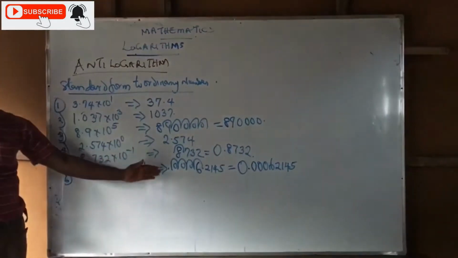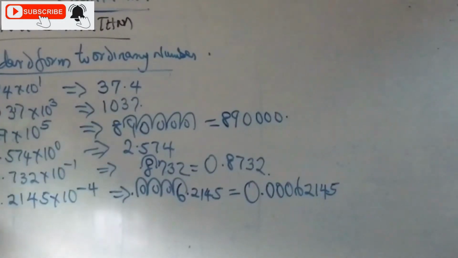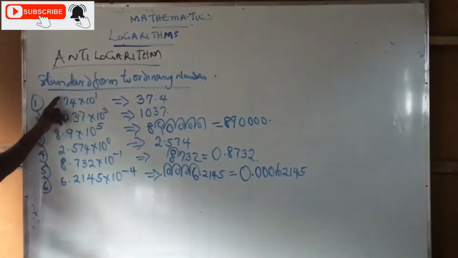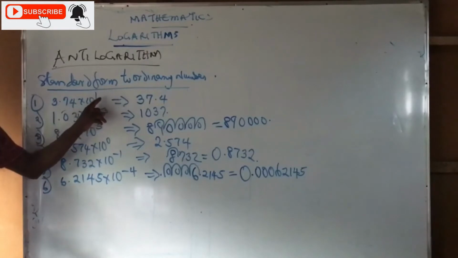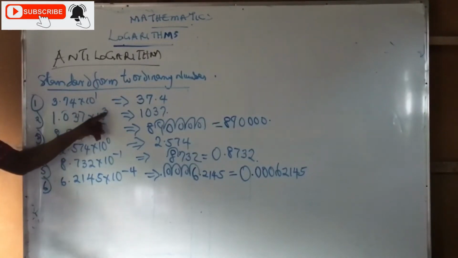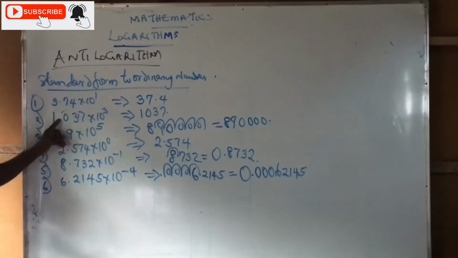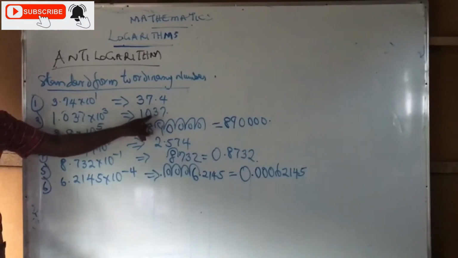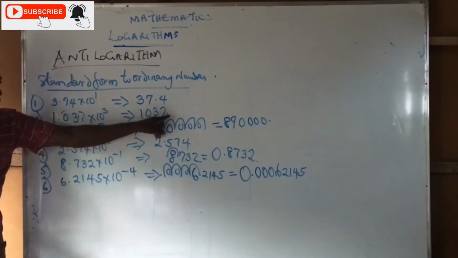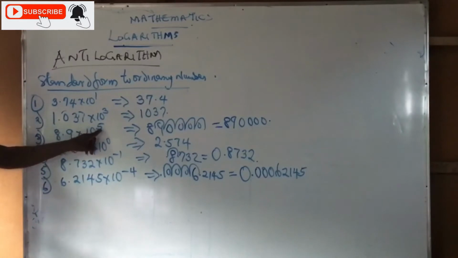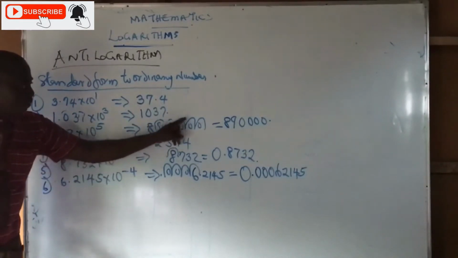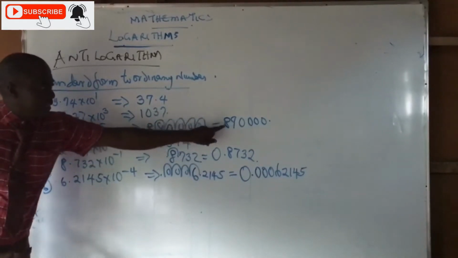We have to understand this one very well. Number 1, when the power is positive, you shift the decimal point forward with the value of number you have here. When it is 3, the decimal point is shifted 3 times. 1, 2, 3. That is why it is 1037 point. When it is 5, we shift it 5 times. 1, 2, 3, 4, 5. The point is now here.